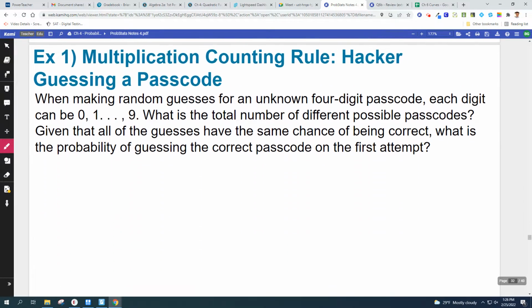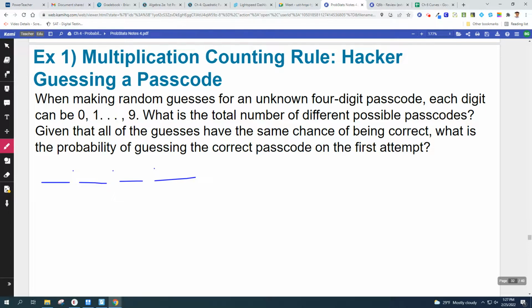Number 1, multiplication counting rule, hacker guessing a passcode. When making random guesses for an unknown 4-digit passcode, each digit can be 0 through 9. What's the total number of different possible passcodes? So to me, this feels like a blanks problem. There's 4 numbers that you would have to guess if you were guessing someone's passcode. Try and get in their phone. It has 4 digits, and before Face ID, that's what they used.